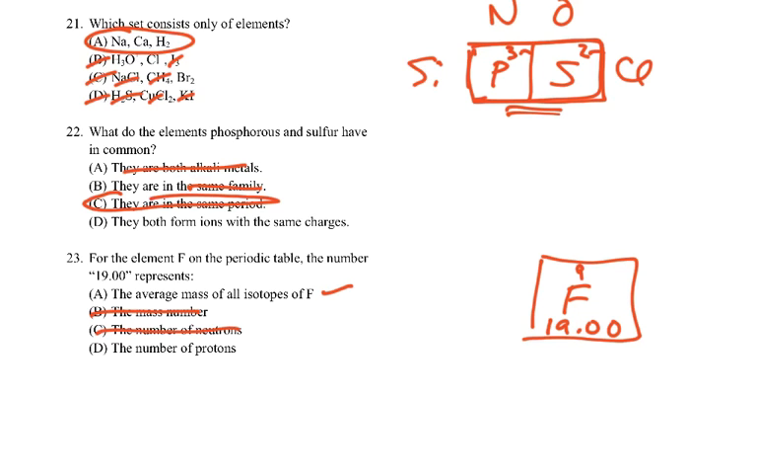Is it the number of neutrons? Definitely not. Is it the number of protons? Definitely not. The number of protons is 9. The number of neutrons depends on the isotope, so you can't tell from here. But it is the average of all the different isotopes, and they must either average out or be mostly 19 to come out that nice whole number.